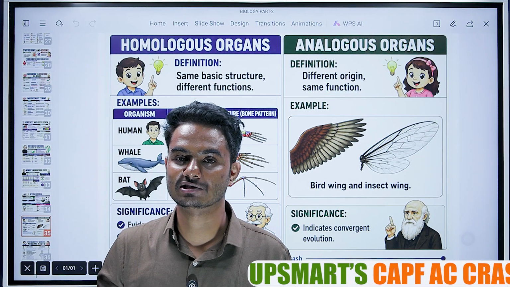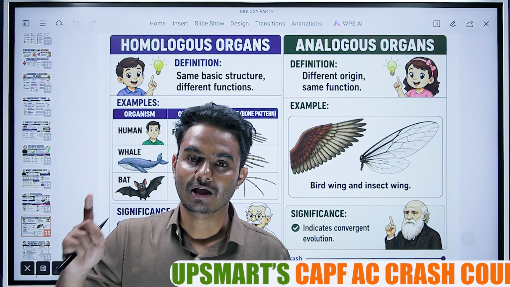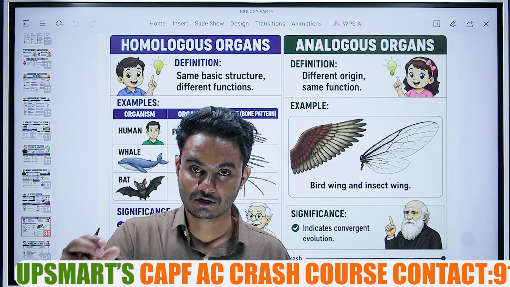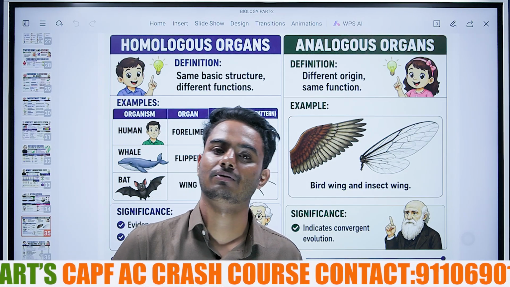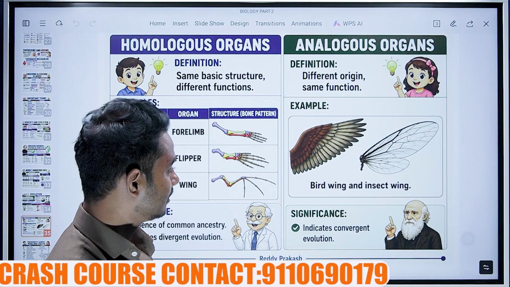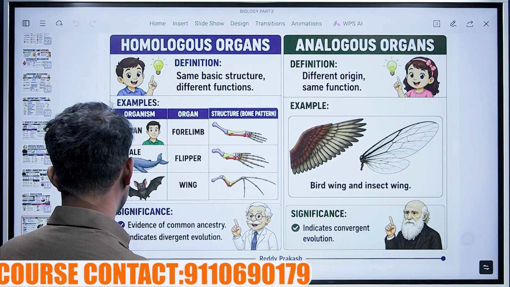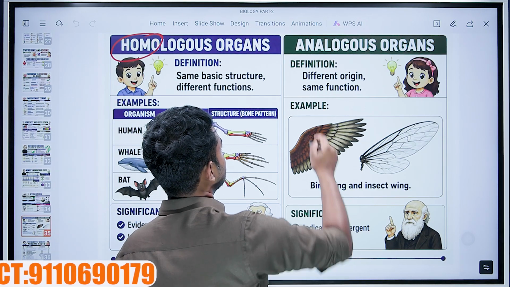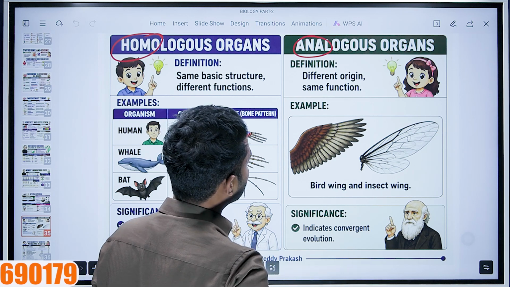When you have to study a concept, when you have to remember a concept, everything should be put in the right places at the right time, and you should be focused enough and interested enough to retain the knowledge. Say, okay, now we'll get back to it. Homo means similar. Ana means different. Logos, organs.